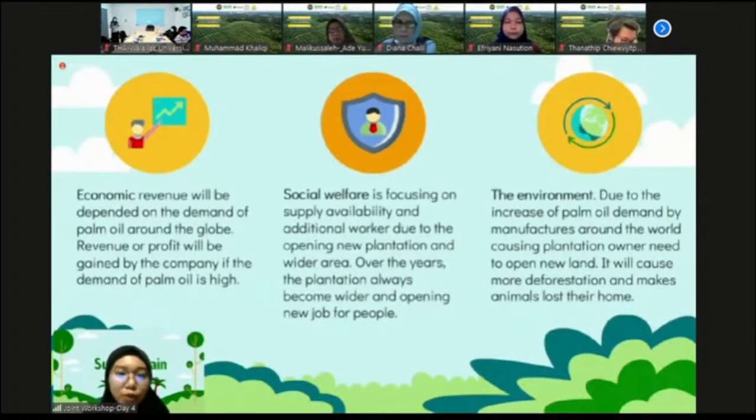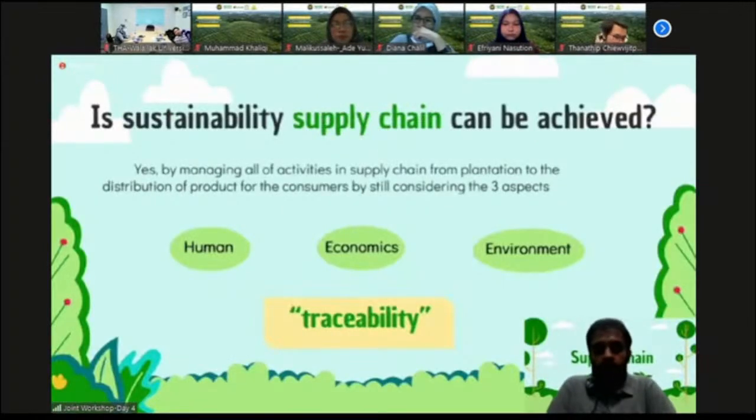So supply chain management will help several business objectives. It will help the company control industrial activities and processes. So it will improve the product quality, reduce lawsuits, and also build a strong consumer brand. And this later will make the three aspects of the supply chain achievable. Can a sustainable supply chain be achieved?